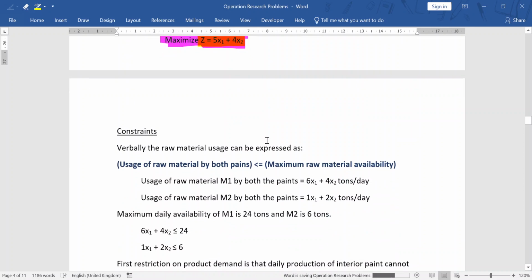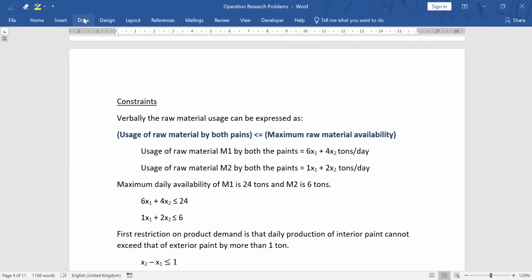Now let's say we are going to work on the constraints of the problem. What restrictions are we given in the problem, so that we can find a solution according to those restrictions. Verbally, the raw material usage can be expressed as: usage of raw materials by both paints is less than or equal to maximum raw material availability.